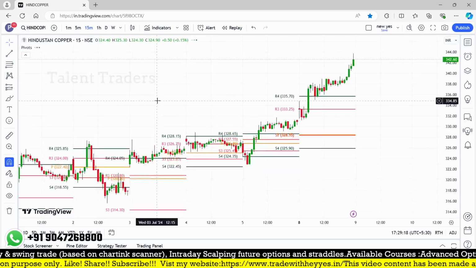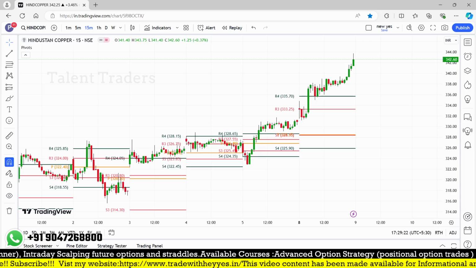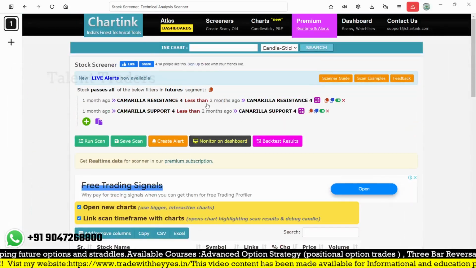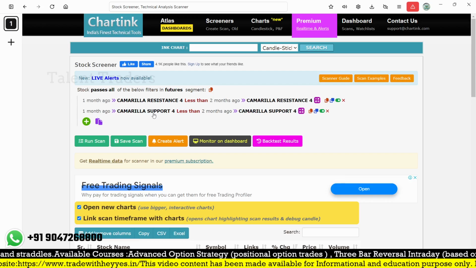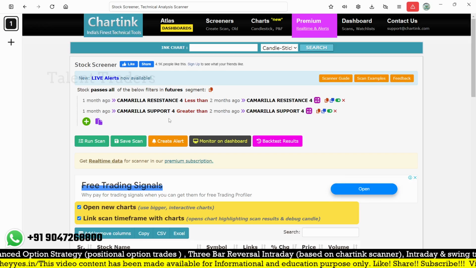Well, it is working right. R4 is greater than... it is not working right. Let me check Camarilla support force. Yeah, here it must be greater. So only one mistake which I have done.